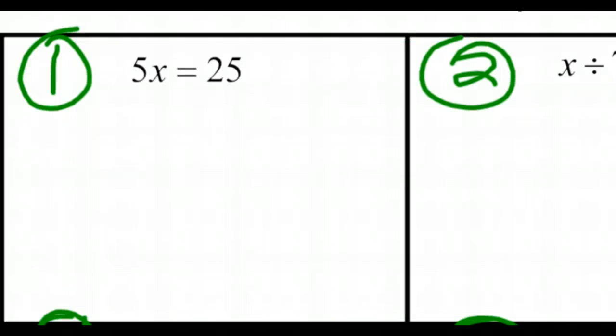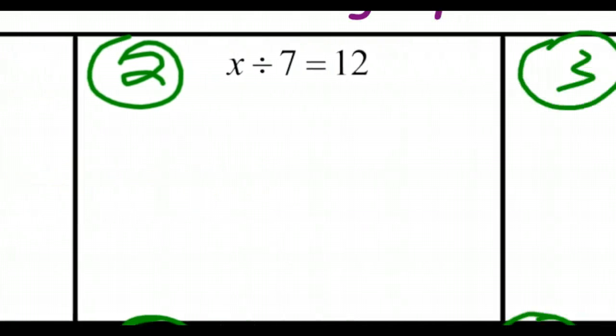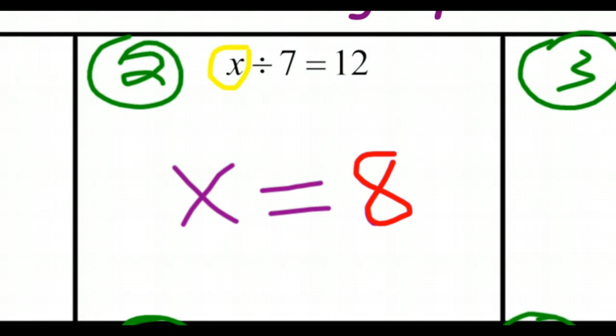So for number 1, we have 5x is equal to 25. That means that some number times 5 has to be equal to 25. And there's only one number that we can multiply by 5 to get to 25, and that number is x is equal to 5. For number 2, we are taking some number, x, we are dividing by 7 and we're getting 12, so we think to ourselves, what number divided by 7 is 12? There's only one number that fits into that category, and that is x is equal to 84.